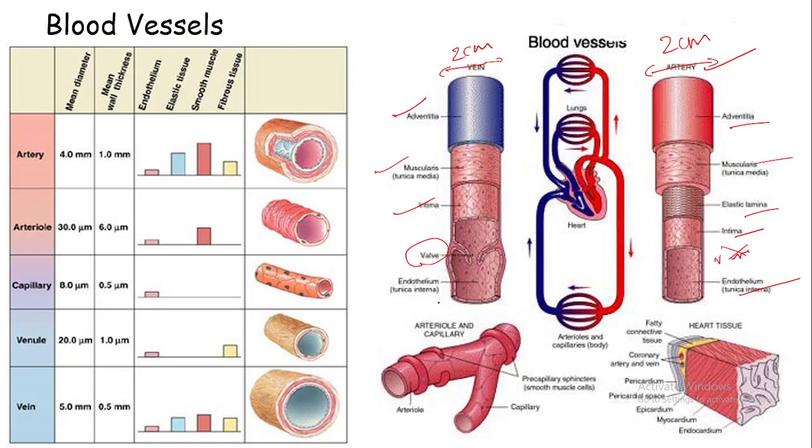Next part. When you look at this, the actual definition of an artery. Generally, the definition they say is that arteries carry oxygenated blood and veins carry deoxygenated blood. No, that is not true in all cases. There is an exception. Pulmonary artery carries deoxygenated blood to the lungs, while pulmonary vein carries oxygenated blood back to the heart from the lungs.